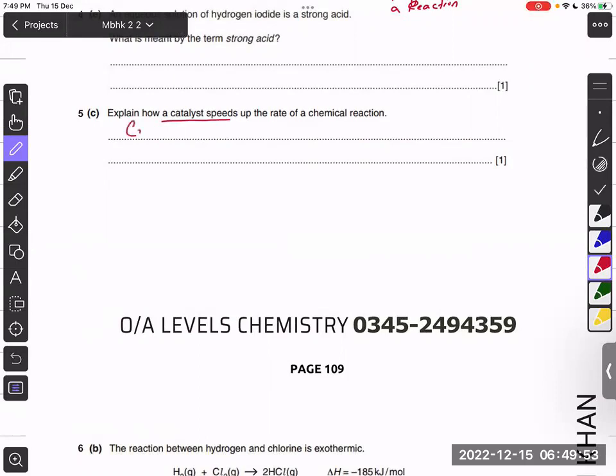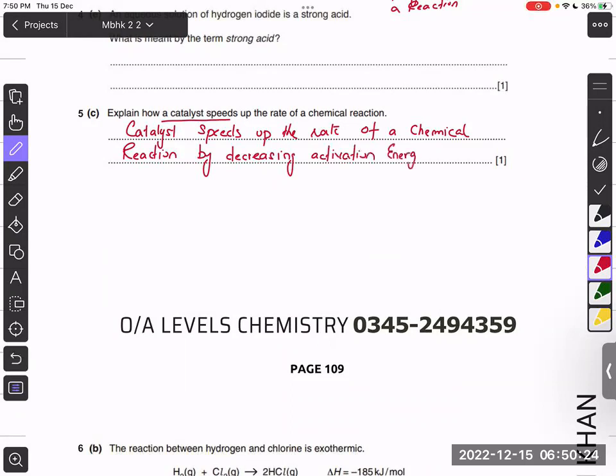So a catalyst speeds up the rate of a chemical reaction by decreasing activation energy of a reaction.